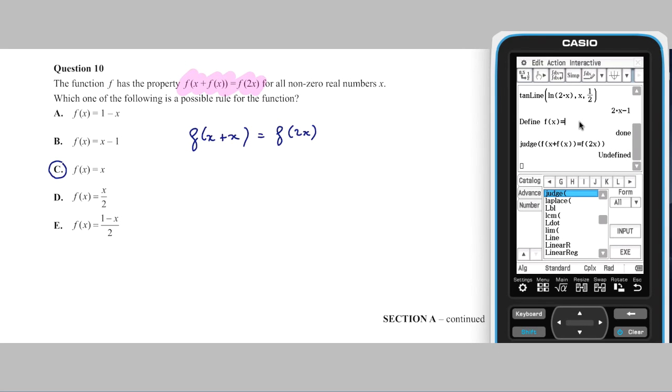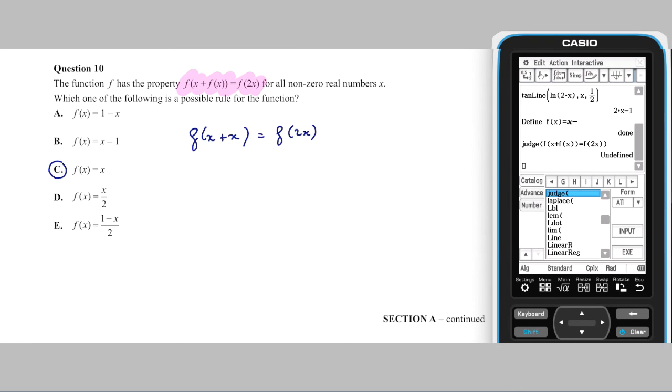Altering f of x to f of x equals x take 1 returns the response false, as this statement is never true for that function. Altering it once more to f of x equals x returns the response true, indicating that this statement is true for all values of x. Hence our answer C.